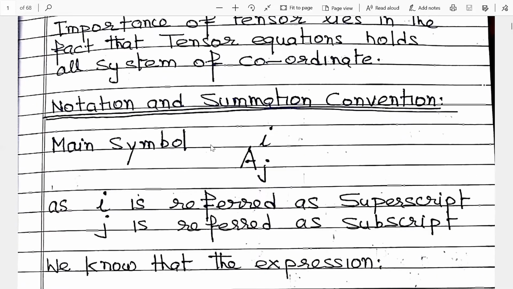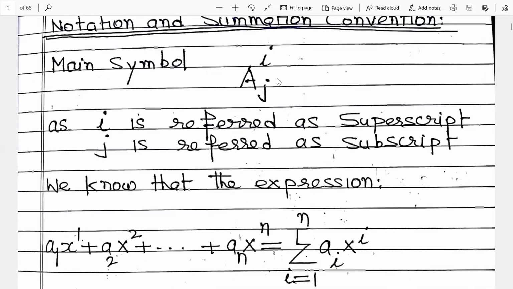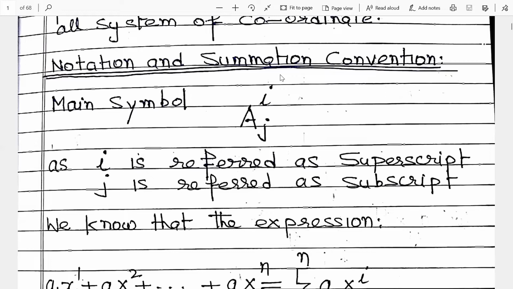Now, in order to understand this analysis, there are some notations. First, the main symbol is, remember, capital A with I and J. This I is a superscript and this J is a subscript. Any index at the lower part of the letter is called a subscript, and any index in the upper part of the letter is called a superscript.